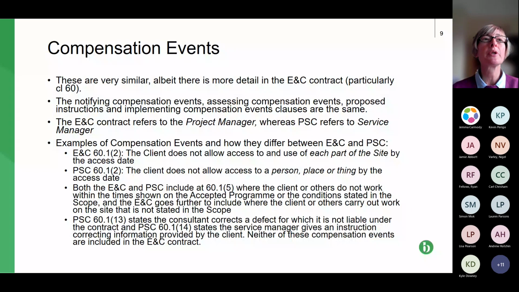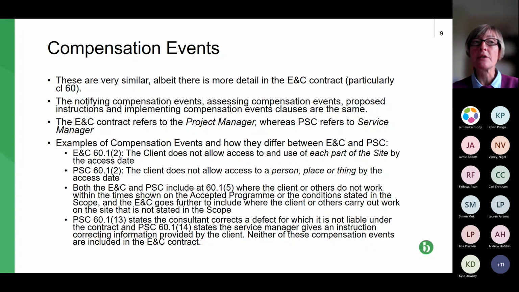So if we look at the examples of the compensation events and how they differ, we've got the engineering and construction contract at clause 60.1. So that's the list of most of the compensation events. Don't forget that some compensation events are included in the X clauses, but most of them are at 60.1. So compensation event number two, in the brackets, is where the client, in your contracts that would be your employer, doesn't allow access to and use of part of the site by the access date. The access date will be set out in the programme.